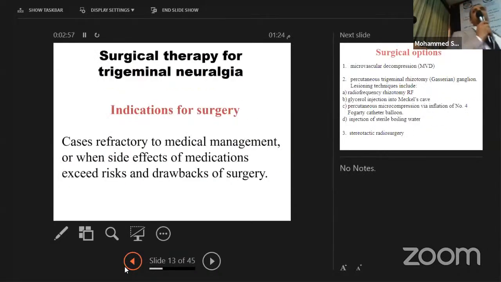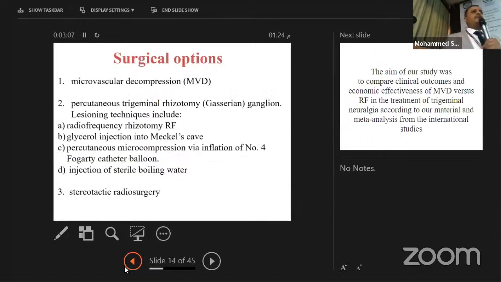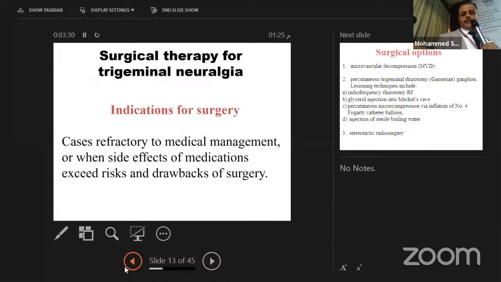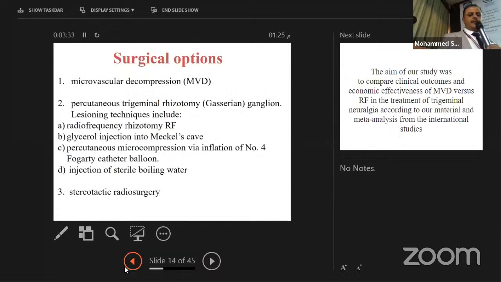If the medical treatment fails and the patient has refractory pain not responding to medical treatment, we consider surgical treatment. Options: first is microvascular decompression. Second is minimally invasive procedures, percutaneous rhizotomy, including radiofrequency, glycerol injection, Fogarty catheter ballooning, and injection of sterile boiling water. The last one, which is not available in our country, is stereotactic radiosurgery.